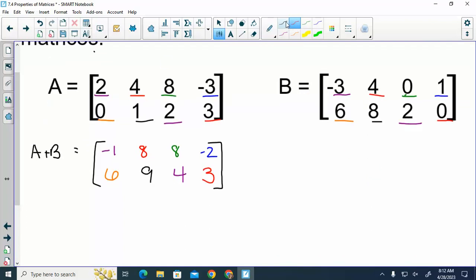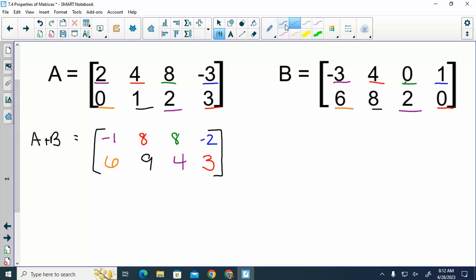Subtraction, it does matter what order, just like 5 minus 3 is different than 3 minus 5. So let's say I said A minus B. You just subtract the number in B from the number in A. So 2 minus negative 3. 2 plus 3 would be 5.